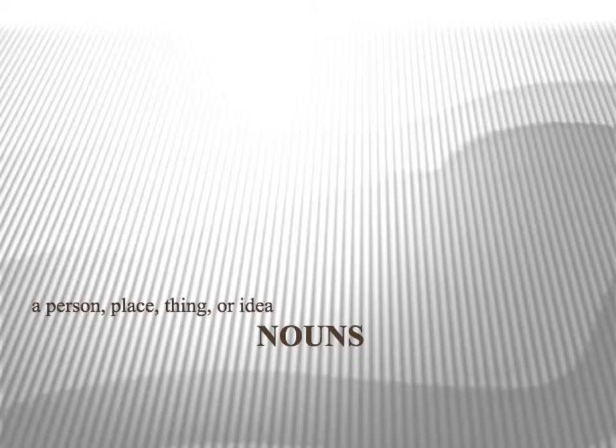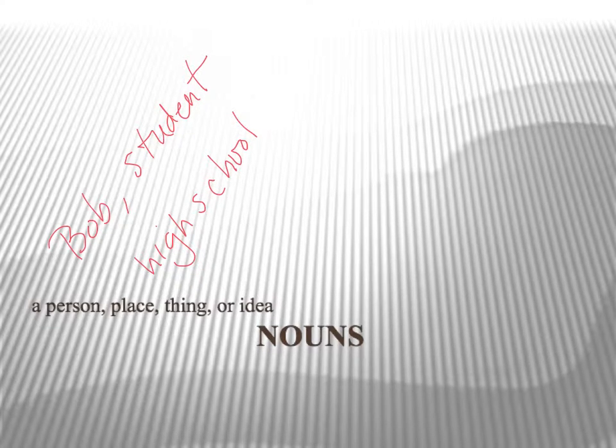Nouns refer to a person, place, thing, or idea. So an example of a person would be Bob, maybe student. A place, high school. A thing, a dog. An idea would be something like freedom.